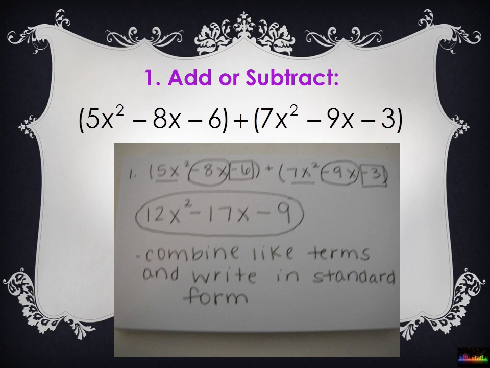Since we are adding, we do not add the exponents. 1x plus 1x is 2x. You keep the base the same for that, and you do the same thing for these problems. 5x squared plus 7x squared, you just add the coefficients and keep the base the same. Then you can combine the negative 8x with negative 9x. Negative 8x plus negative 9x is negative 17x. And then negative 6 plus negative 3 is negative 9.